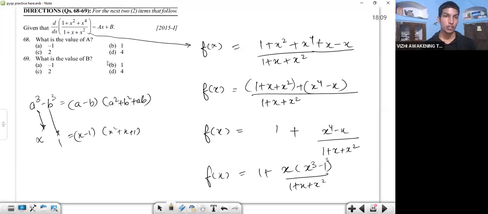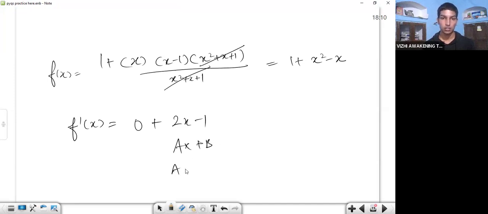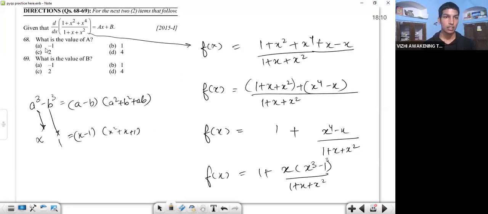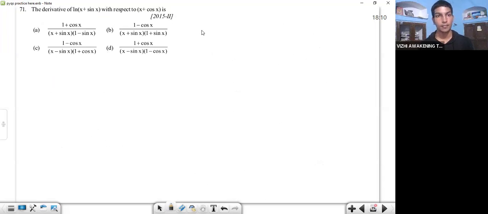As per the question requirement, we have to differentiate it. So let's differentiate the function. The differentiation with respect to x is 2x minus 1. So if we compare it with this form, a is 2 and b is minus 1. So a is 2, b is minus 1. This is the correct answer. This is the solution over here. Let's come to the next question.